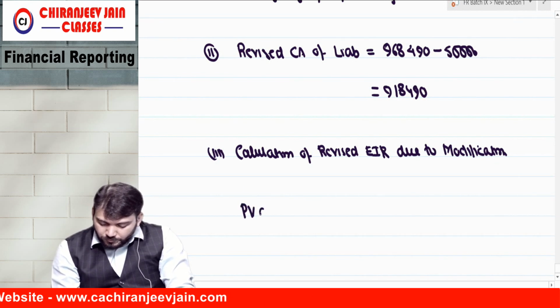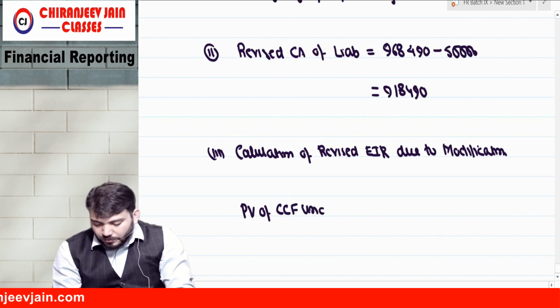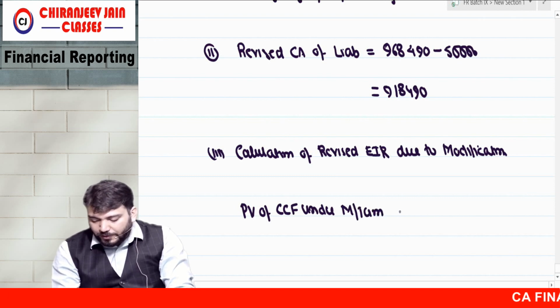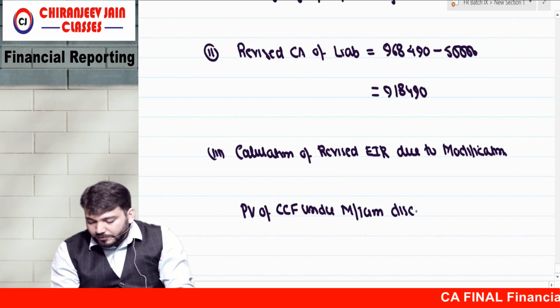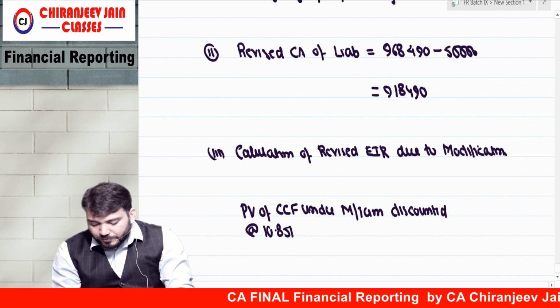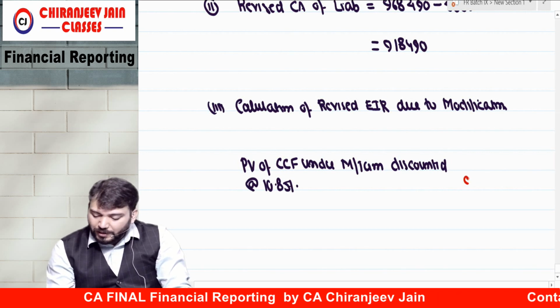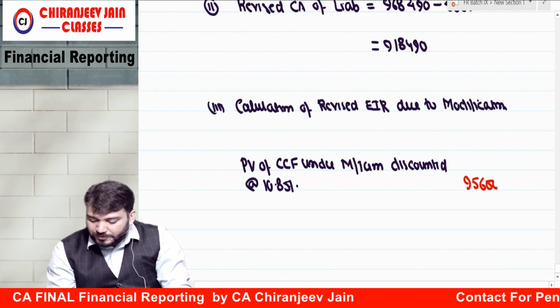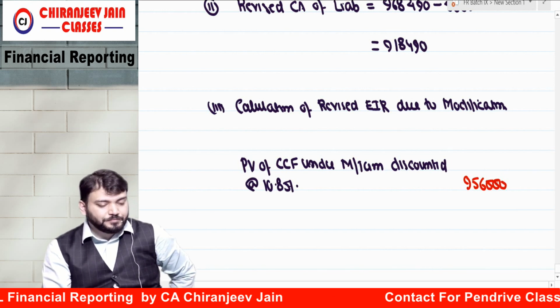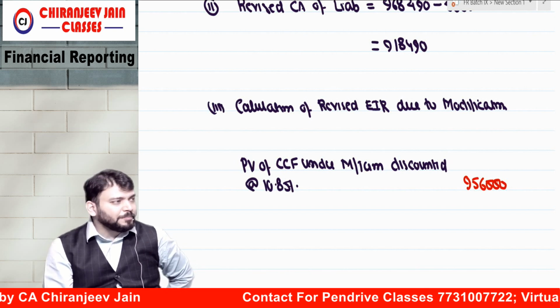Present value of contractual cash flow under modified terms, discounted at, already we have done, discounted at what rate? 10.85%. So how much have we calculated? We have already calculated 9,56,000. Correct? Already calculated at 10.85%. So we are writing that first.